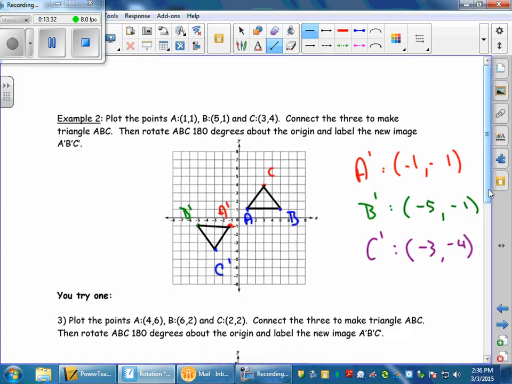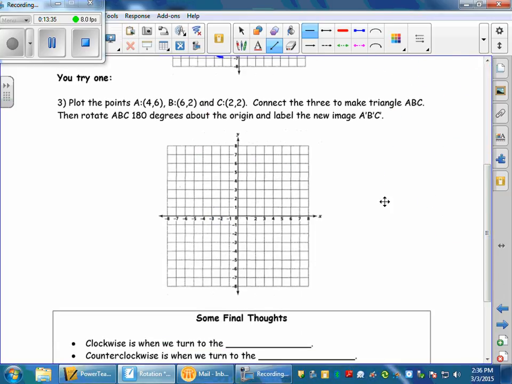Okay? Why don't you guys try this one, pause the video, last thing we got to do, and then some final thoughts, and that's it. So pause the video, everyone, so you have a chance to try it, and unpause when everyone's all done.